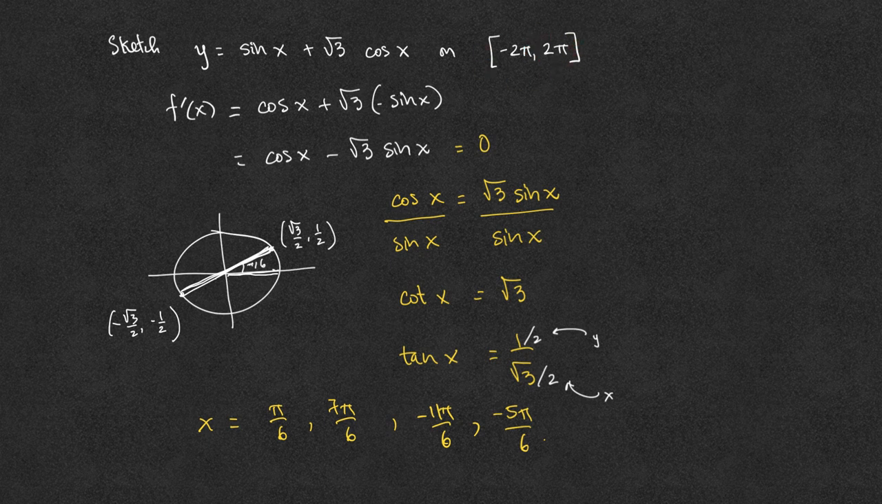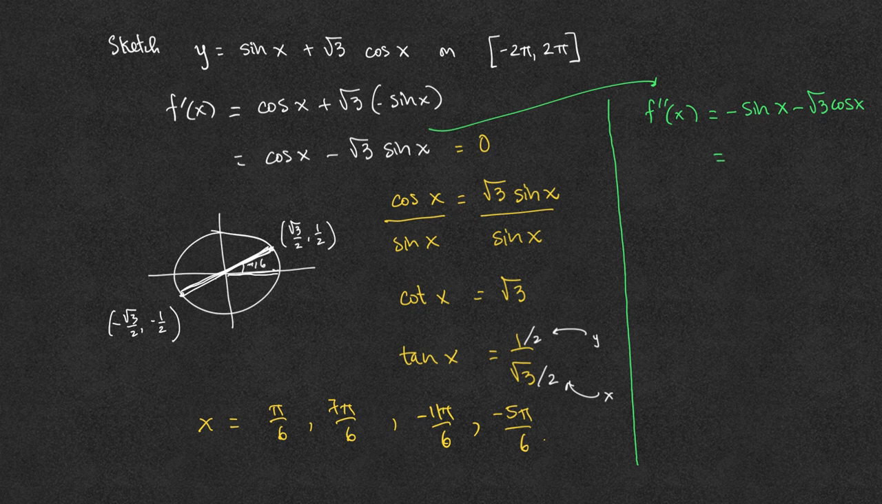We can construct the sign chart for f prime. But before we do that, we should go ahead and find the second derivative because we want to have the sign chart for both f prime and f double prime. Since f prime is cosine of x minus the square root of 3 sine x, f double prime of x is negative sine x minus root 3 cosine of x, where the derivative of cosine of x is negative sine of x, and the derivative of sine of x is cosine of x.